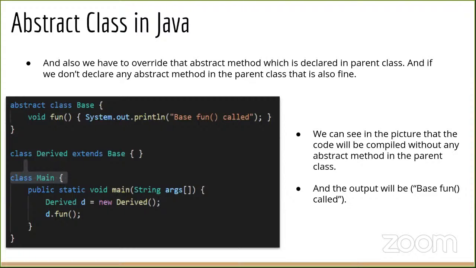In C++, we have seen that for abstract classes, we have to make one virtual function in it, but in Java, if we don't declare any abstract method in the parent class, that will also be fine. In this example, there is no abstract method in the abstract class base, but this code will be compiled and run successfully, and the output will be "base function is called".